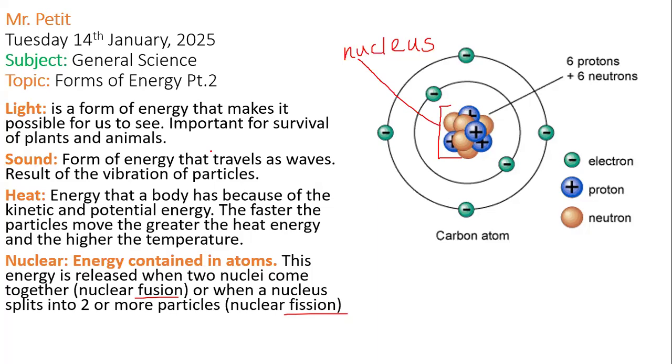I don't even have enough space to write. The carbon atom: neutron, proton, electron, six protons plus six neutrons.